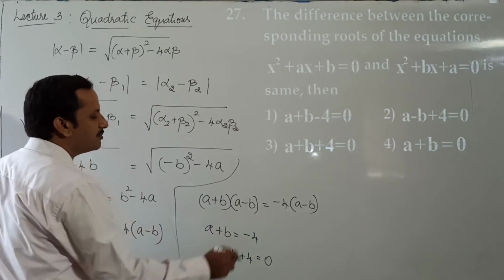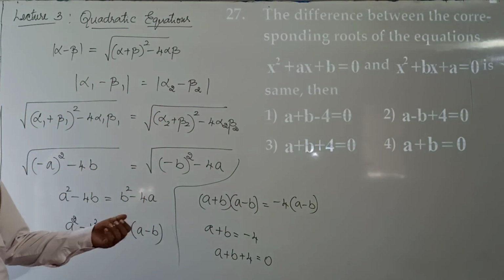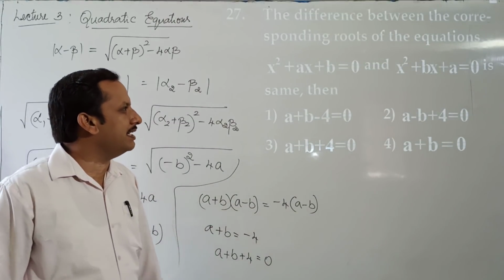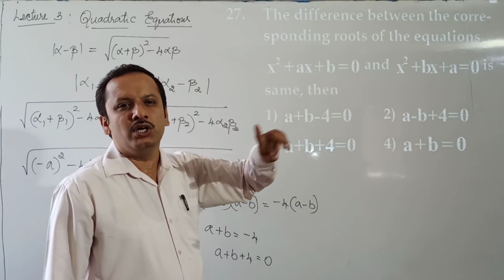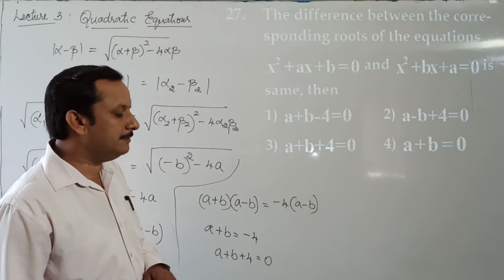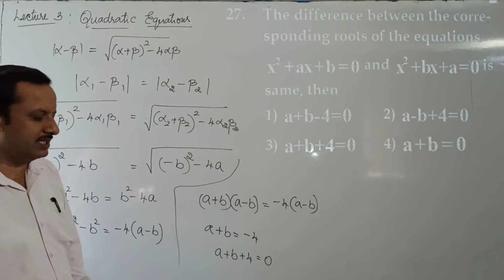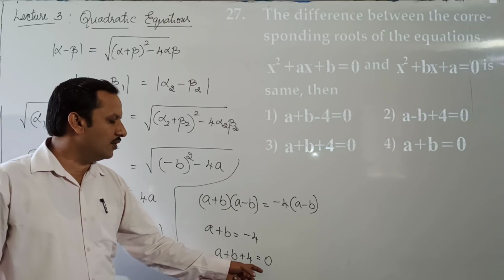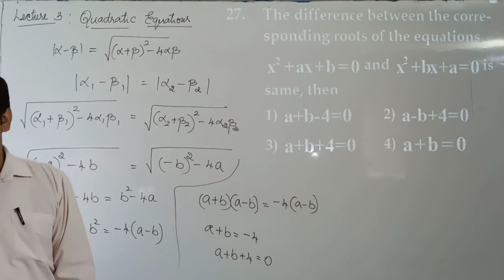We can cancel a minus b because a minus b cannot be equal to 0, because if a minus b is equal to 0, then a is equal to b. Then that means we are talking about two same equations, which cannot happen. So I can cancel a minus b. Hence we get a plus b is equal to minus 4. Hence a plus b plus 4 equal to 0. Third option.